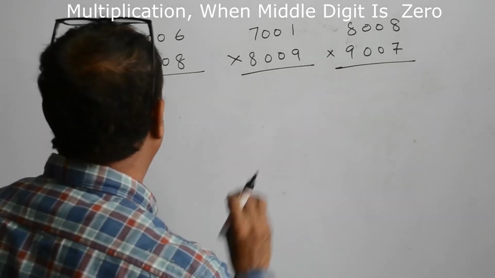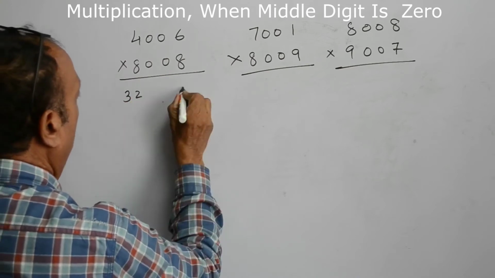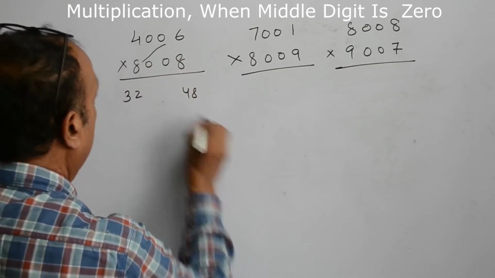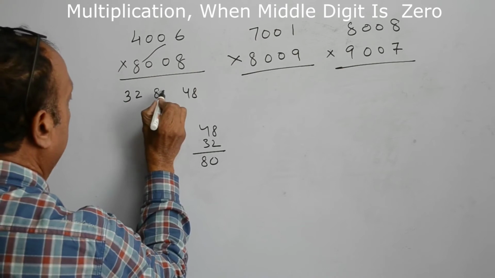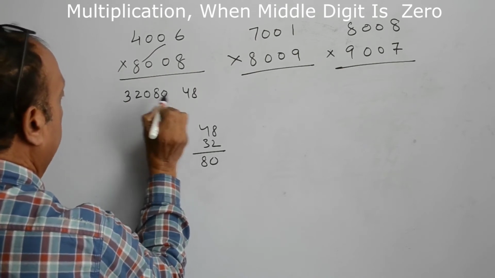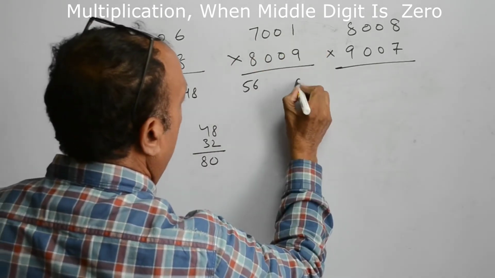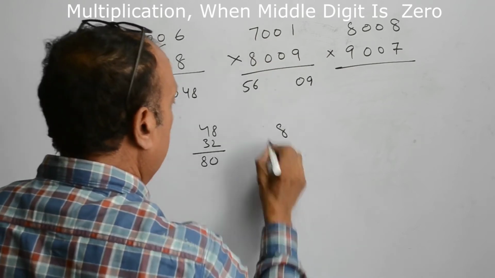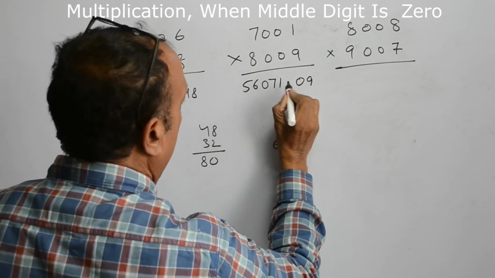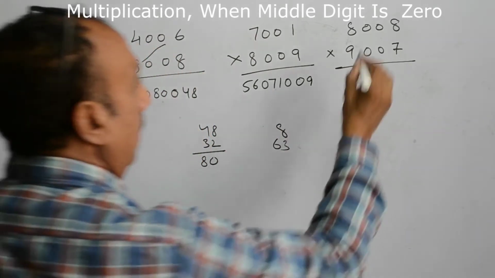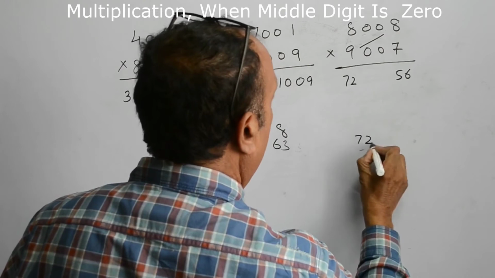Similarly, in case of 4-digit numbers, there will be 3 different variants. So 32, 48, 48 and 32. So 80. So place 80 in between and 10 on the left and 10 on the right. It is 56, 09, 8 and 63, 71. 71 in the middle, 10 on the left and 10 on the right. 72, 56, 72, 56.